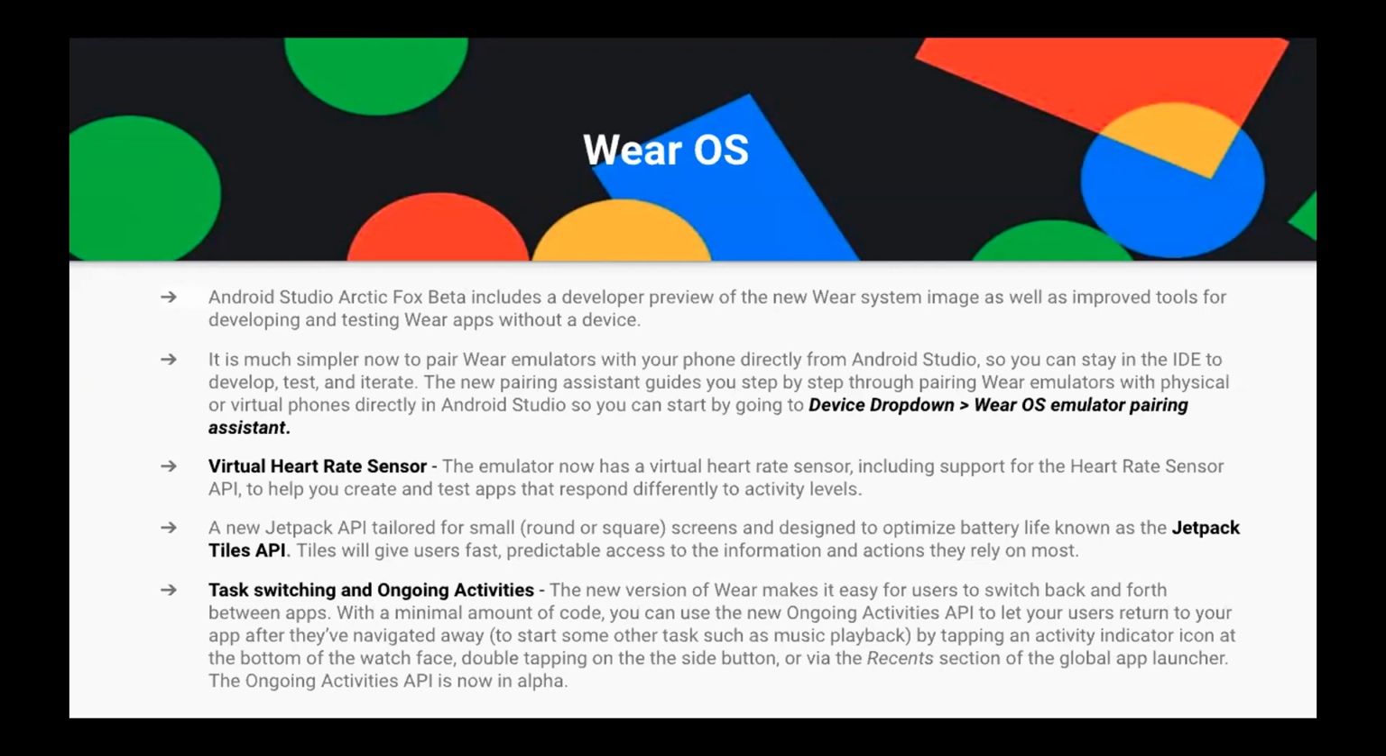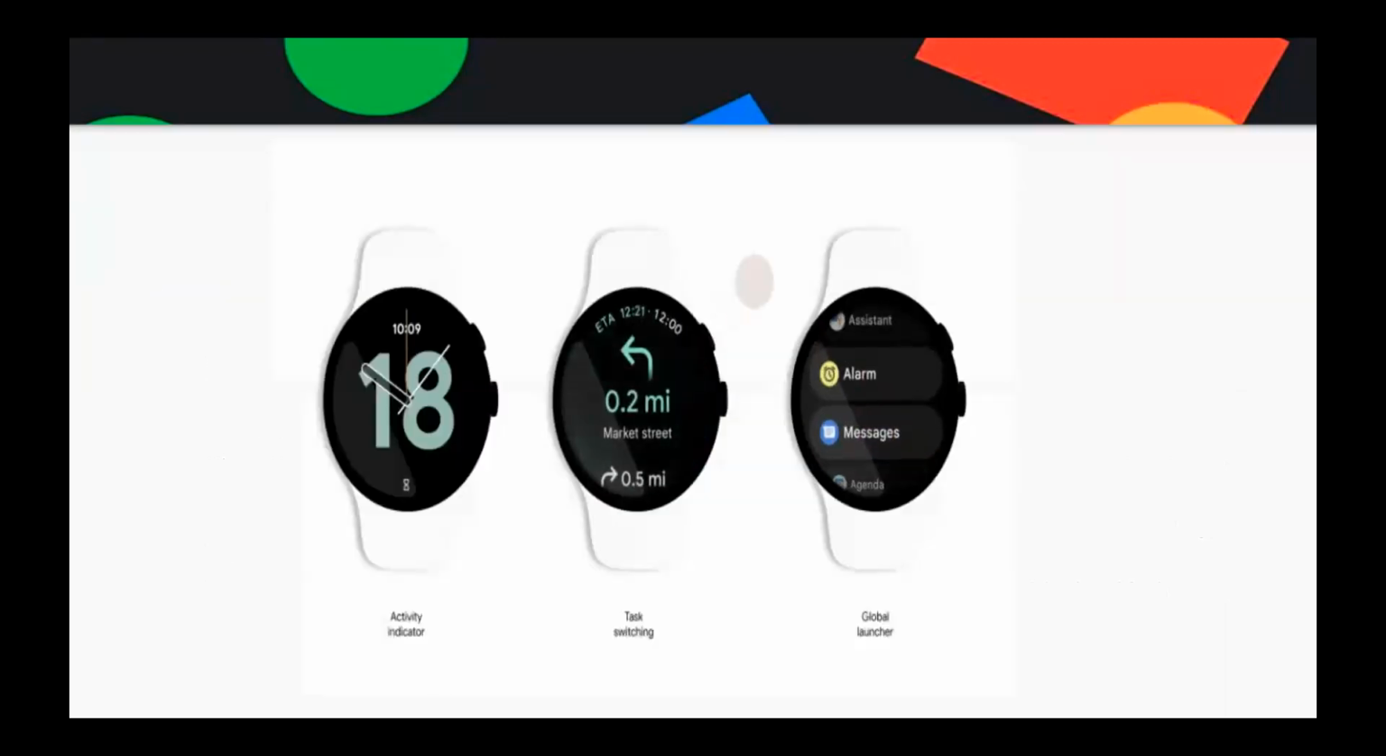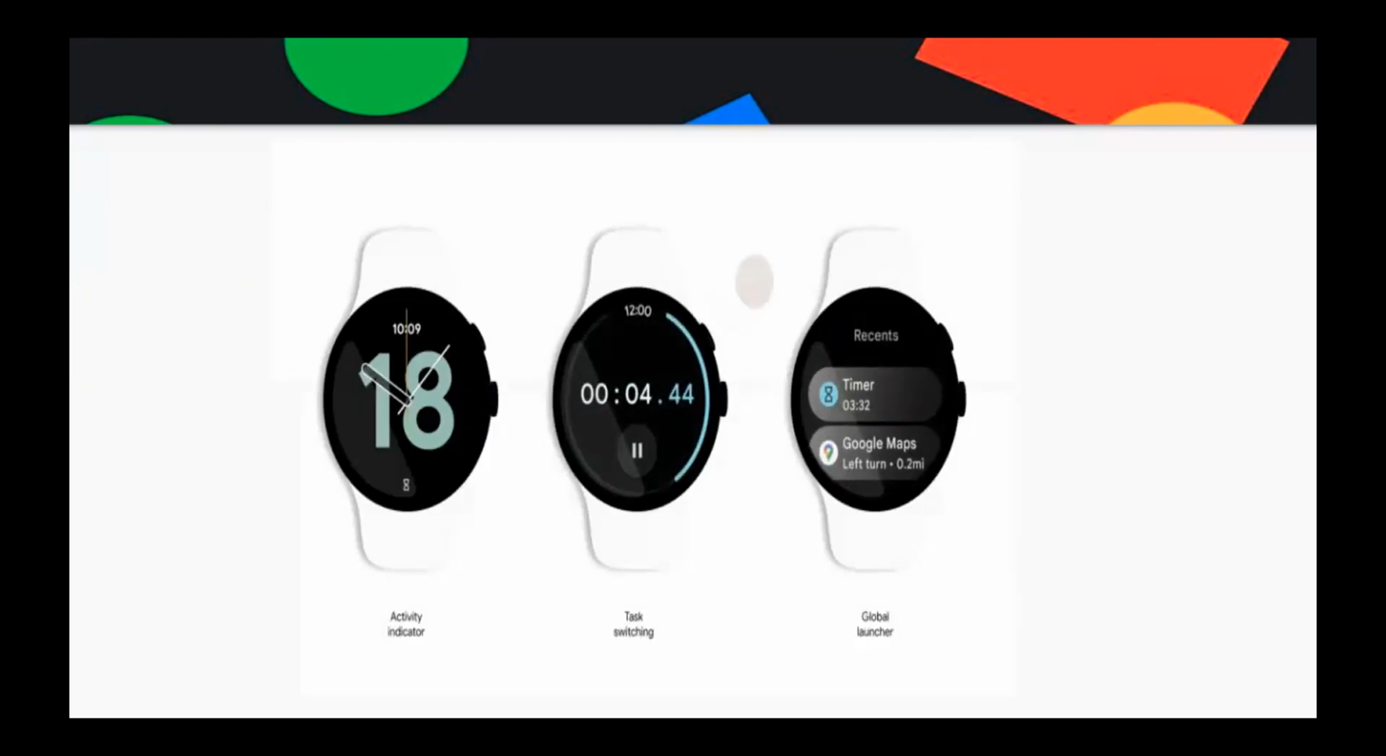Now the new version of Wear makes it easy for users to switch back and forth between applications. With a minimum amount of code, you can use the new ongoing activities API to let your users return to your app after they've navigated away, by tapping on an activity indicator icon at the bottom of the watch face, or double tapping on the side button via the recent sections of the global app launcher. The ongoing activities API is now in alpha. As you can see, this is the switching in different activities with Wear OS.